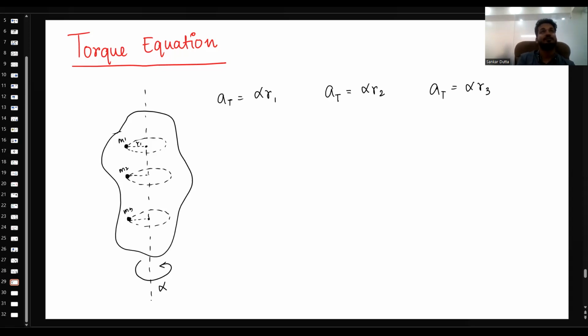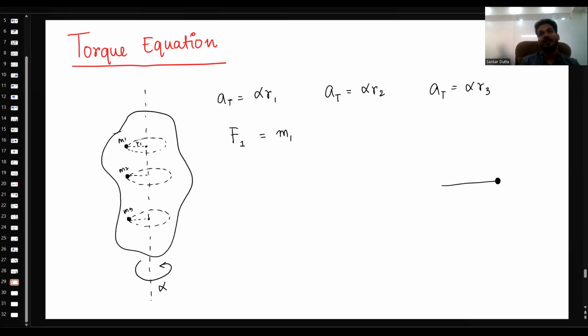Now, look at this. If I want to talk about the tangential force on each particle, the force on each particle will be different because their accelerations are different, right? So M1 into alpha, but remember, alpha will be the same for all the particles. When a body is rotating with angular acceleration alpha, that alpha is the same throughout. All the particles will be rotating with the same angular acceleration. We have done this in circular motion also.